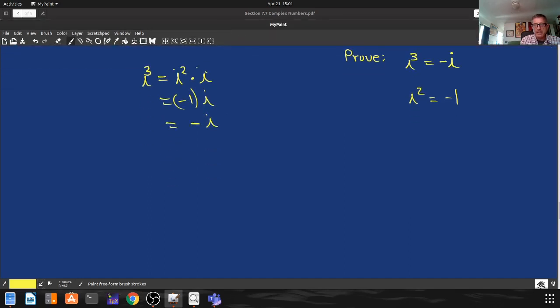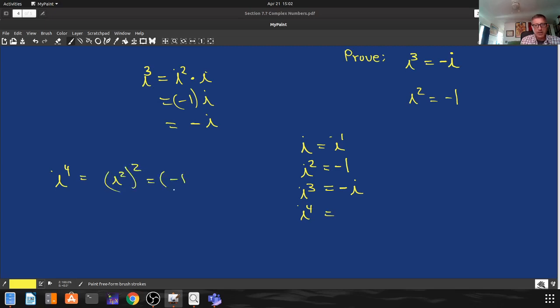So let's look at a table of powers of i. i is equal to i to the first. i squared, what is it equal to? Minus 1. i cubed, by my theorem, is equal to minus i. What's i to the fourth? Well, let's figure it out. i to the fourth is i squared squared. But i squared is minus 1. So minus 1 squared is 1.